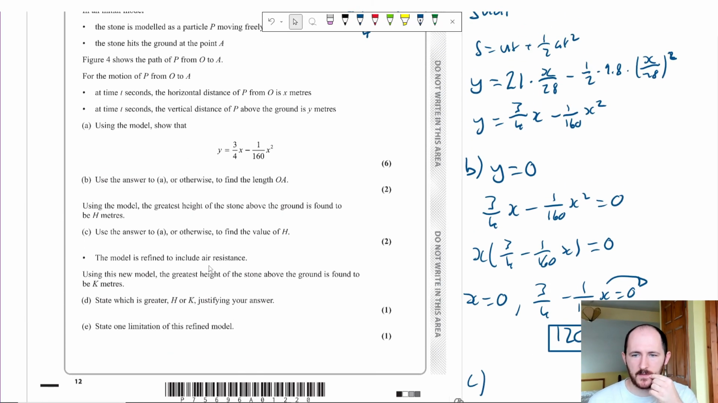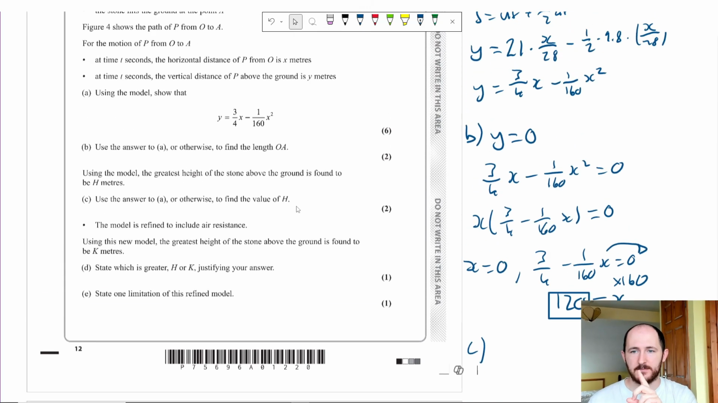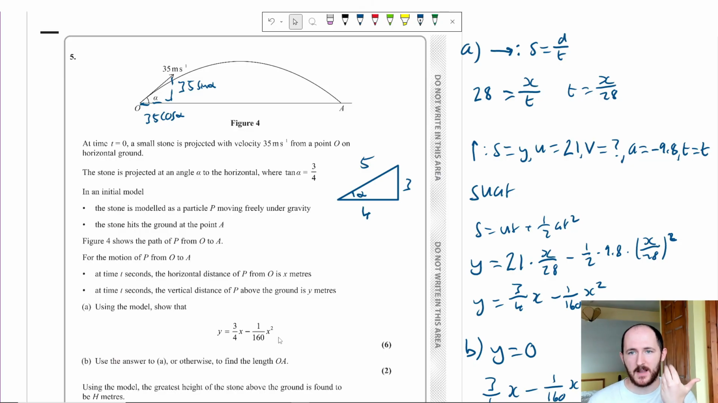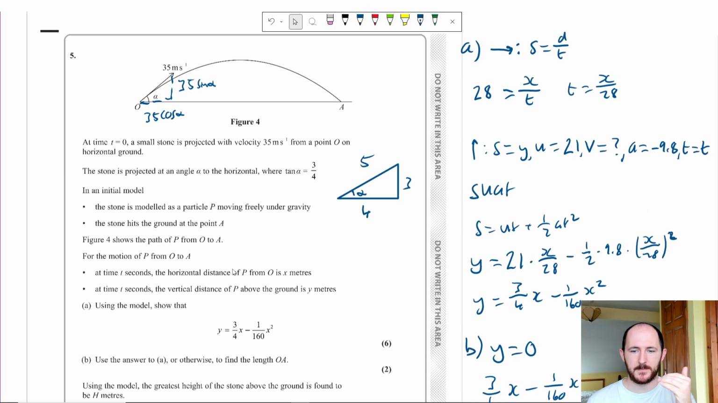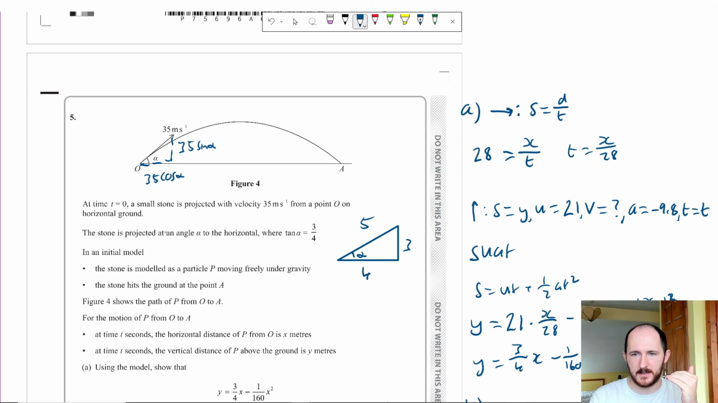Using your answer to part A or otherwise, find the value of h. Now that's actually a little trickier, because it requires a little bit of understanding of what we've done here from a pure maths perspective. Normally, if you wanted to find the peak height, the greatest height above the stone, so that's going to be right here, usually to find that we would just use SUVAT and make v equal to 0. The problem here is that we don't actually have enough information.